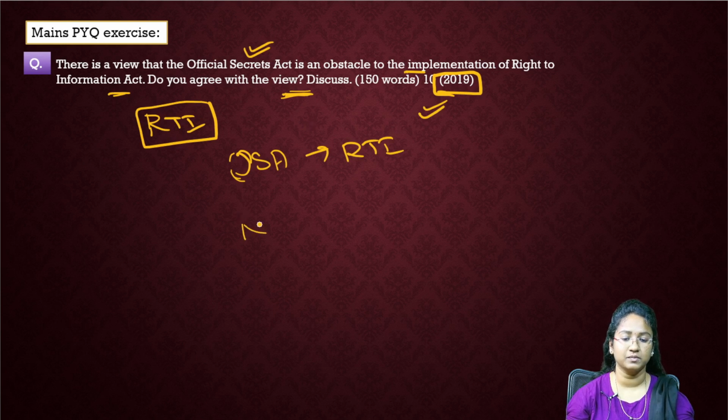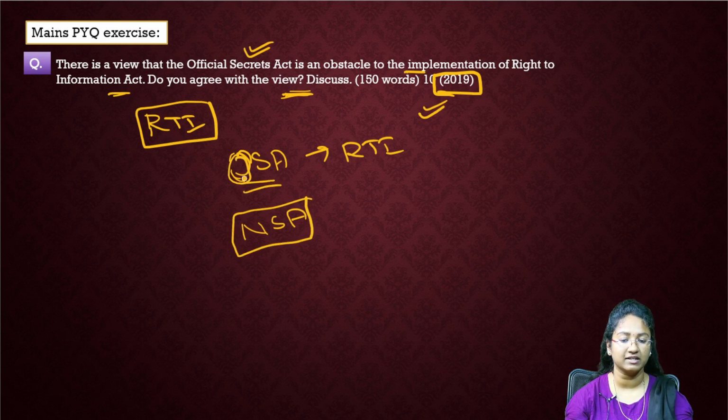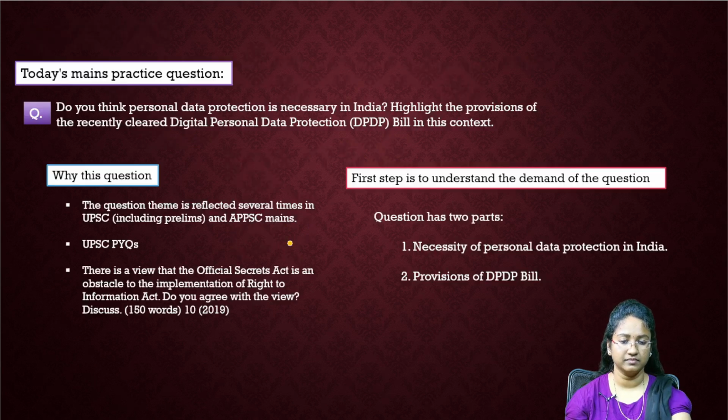So there was a proposal that a National Security Act has to be brought out, so that whatever flaws are present in this Official Secrets Act would be reduced and we can correct those flaws, so that RTI would be facilitated, and the flaws in the Official Secrets Act would not be used to get rid of this RTI, right? So this is the question that was given.